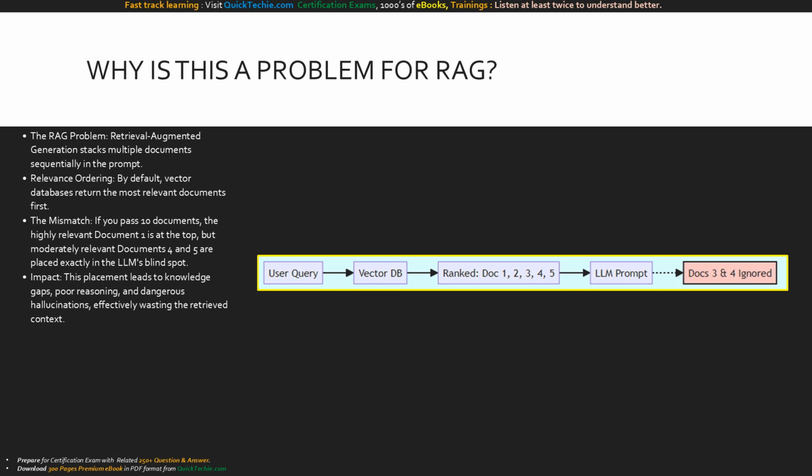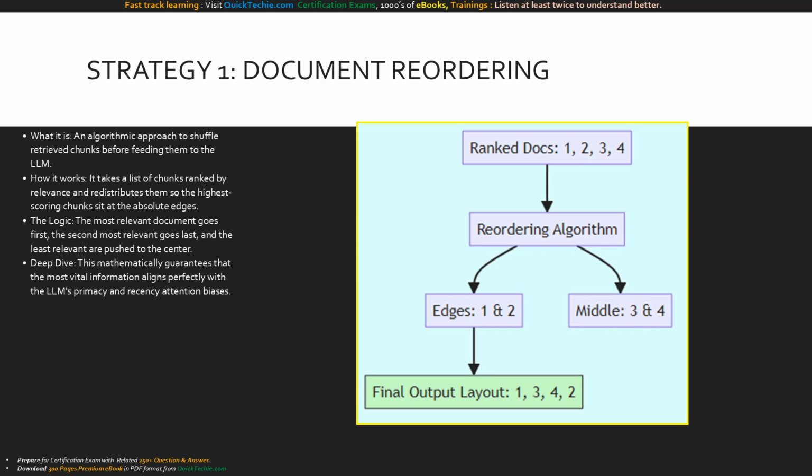This diagram illustrates the RAG integration trap. The user query hits the vector DB, which proudly outputs ranked documents 1 through 5. These flow directly into the LLM prompt. However, the dotted line reveals the flaw. Because documents 3 and 4 land in the middle of the prompt string, they are completely ignored by the model's generation process. To fix this, our first strategy is context reordering.